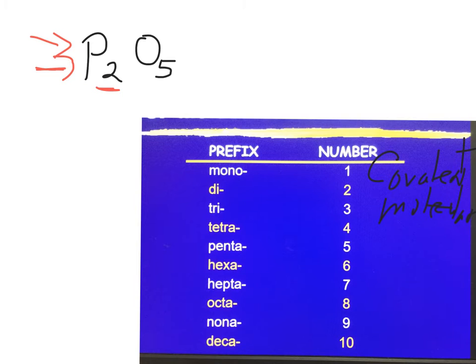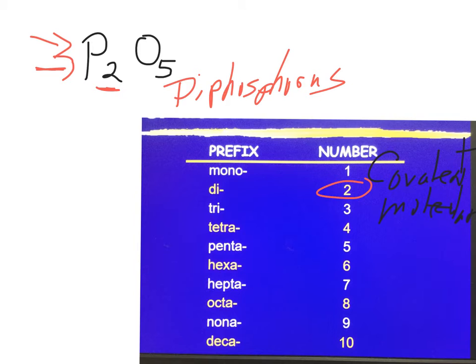So what's your prefix for 2? Look at your chart. Yep, it's going to be di. And what's P? Phosphorus. So you're going to have diphosphorus. Okay, all right. And what's my prefix for 5? Penta. And oxygen is what? Pentoxide, right. So when you have 2 vowels like that, drop the A. So instead of pentaoxide, it's just going to be pentoxide. Why is it pentoxide? Because your prefix for 5 is penta.